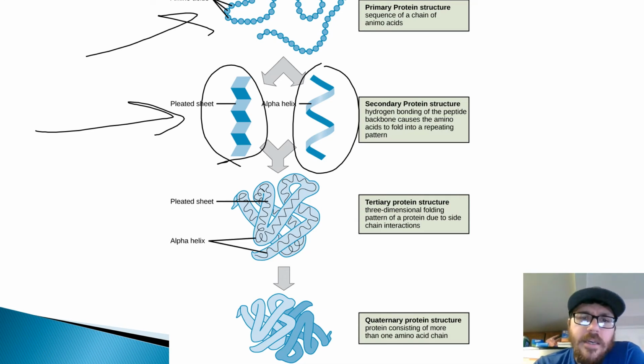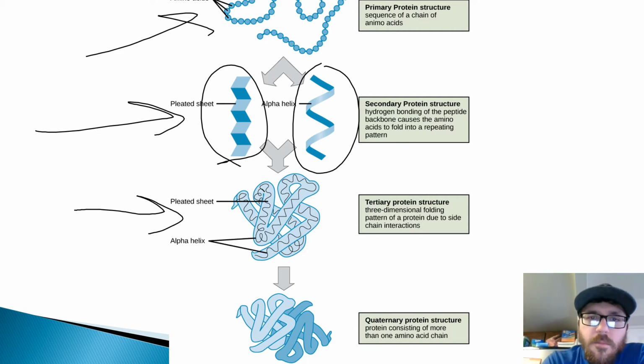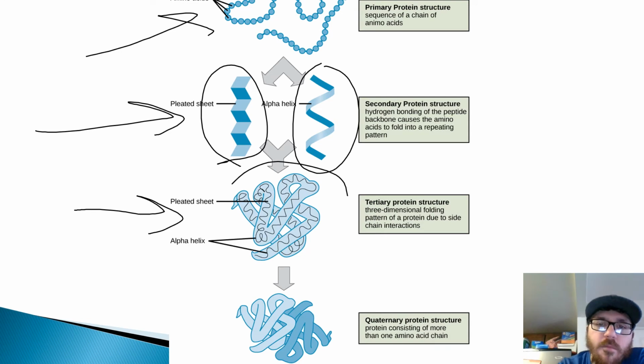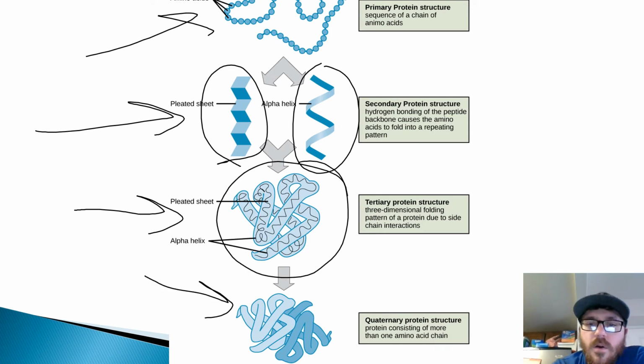Here we can see that we actually have both in the tertiary protein structure. Some parts can be pleated sheets, and then other parts can be these alpha helices. But if we have multiples of these shoved together, that is our quaternary structure.